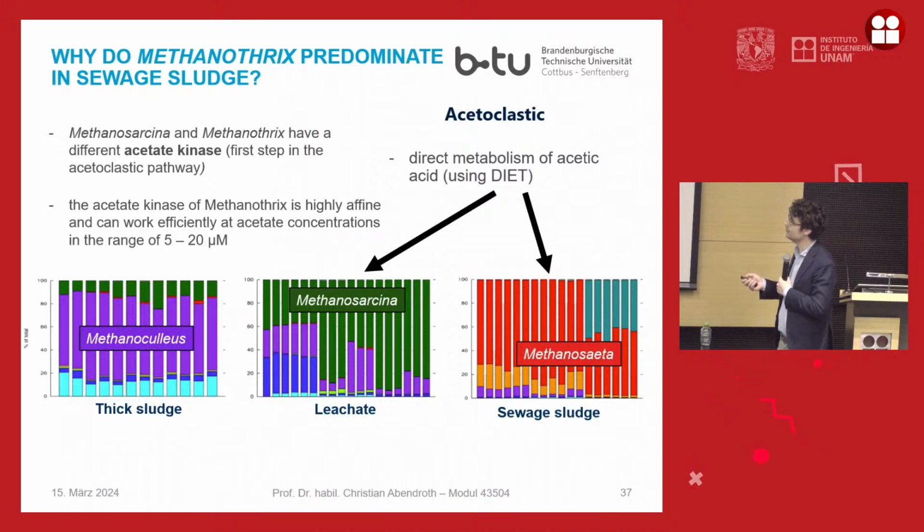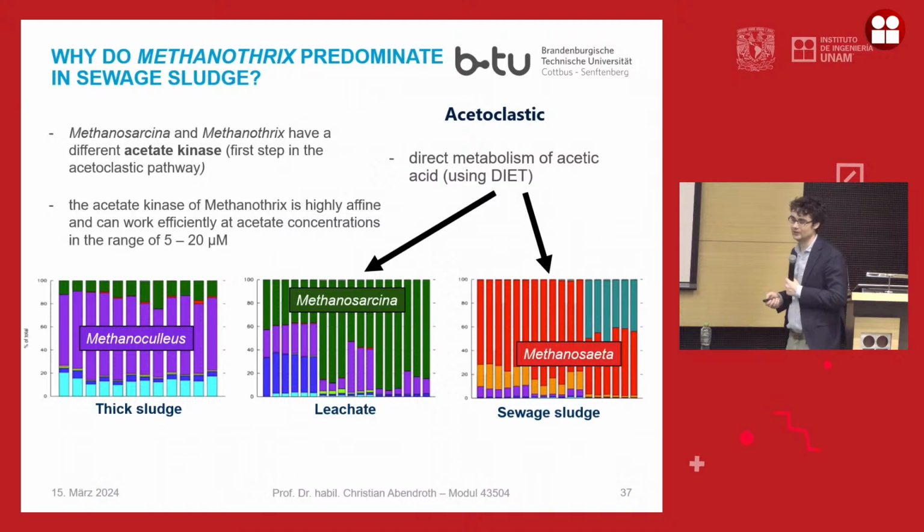And the acetate kinase is extremely efficient for methanotrix, but it has a very low turnover rate. So due to its affinity, it can catch the acetate really efficiently, even at very low concentrations, to convert it into methane. But if the concentration of acetate is very high, it can't convert it very fast. So it can bind the acetate very efficiently, but it turns it very slowly into methane. Therefore, the whole process will be very slow.